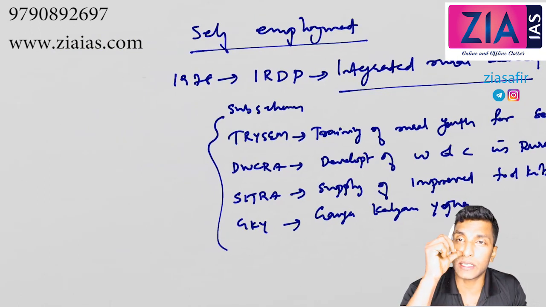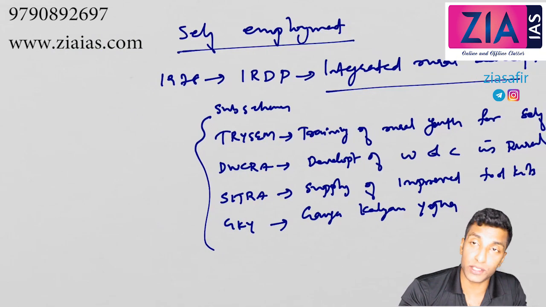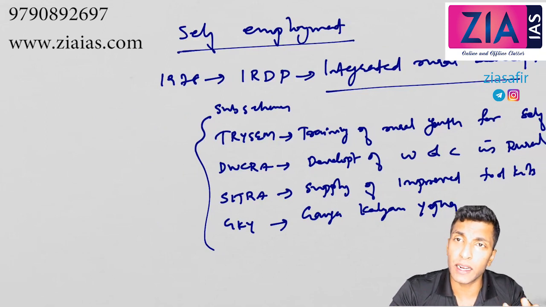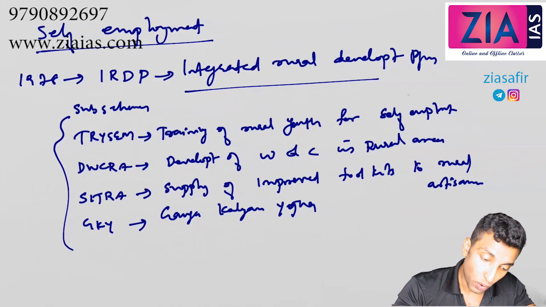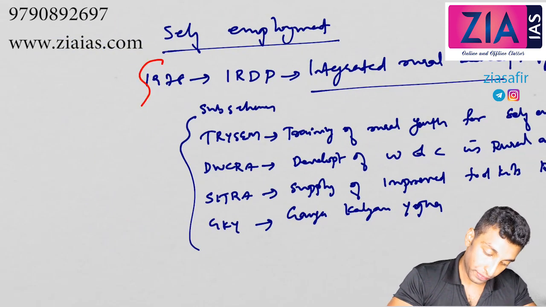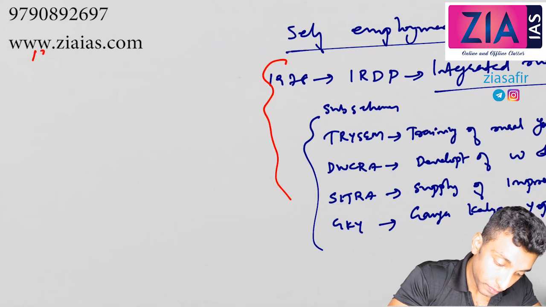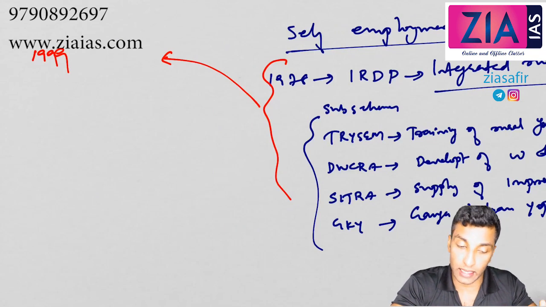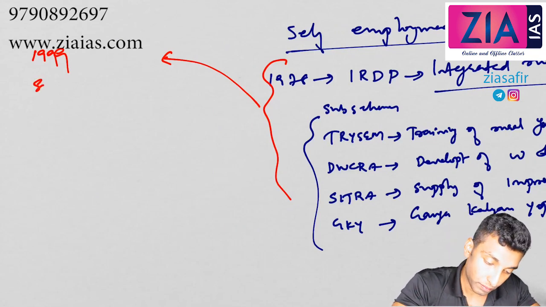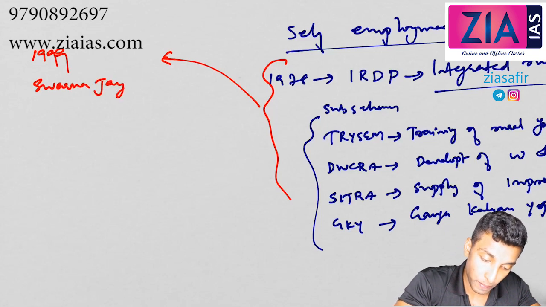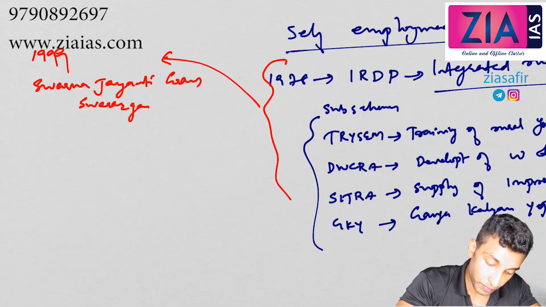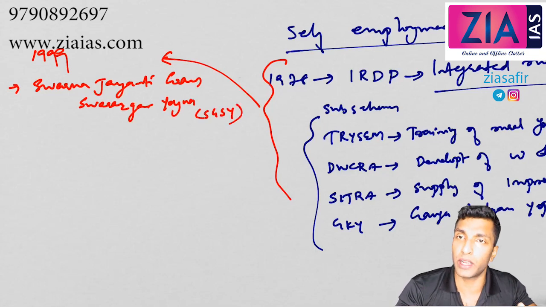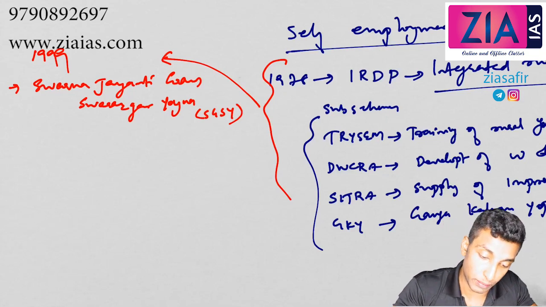Initially it was in selected districts, but then it was extended to all districts, and before MNREGA this was the single largest scheme in the country. Now all these schemes are integrated. In 1999 all these were integrated into the Swarna Jayanti Gram Swarozgar Yojana, SGSY, after integrating the main scheme and the sub schemes.